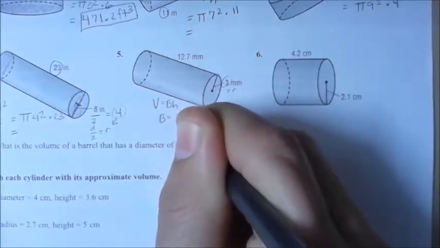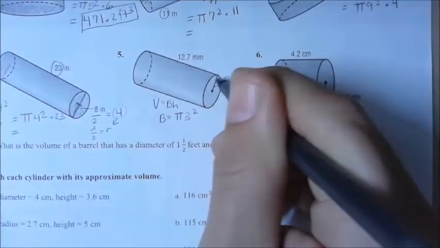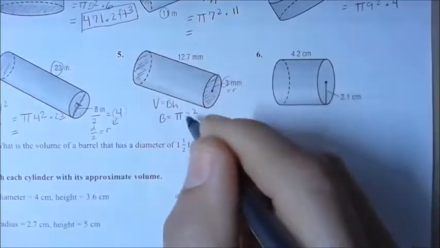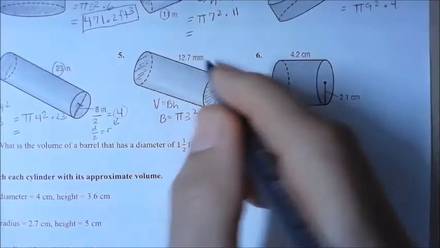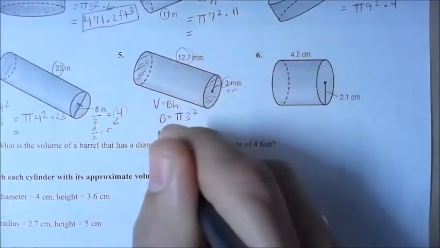B is going to be pi r squared. So we have pi times r, which is 3, squared. Now I'm going to shade these in, just to remind myself. My base is a circle. That's why I'm using pi r squared. And then we need the height, which is the distance between these two bases. And that's going to be 12.7.